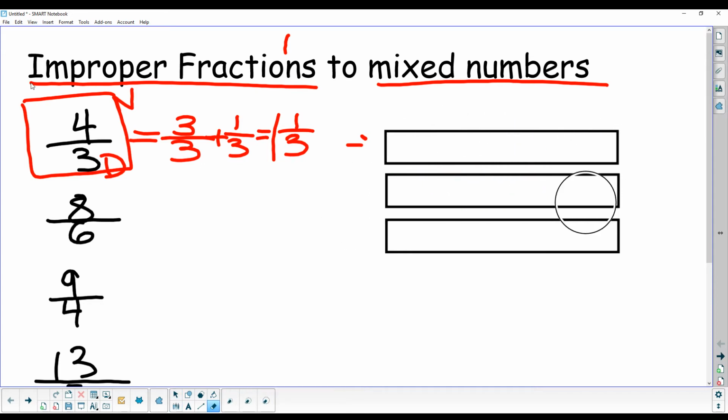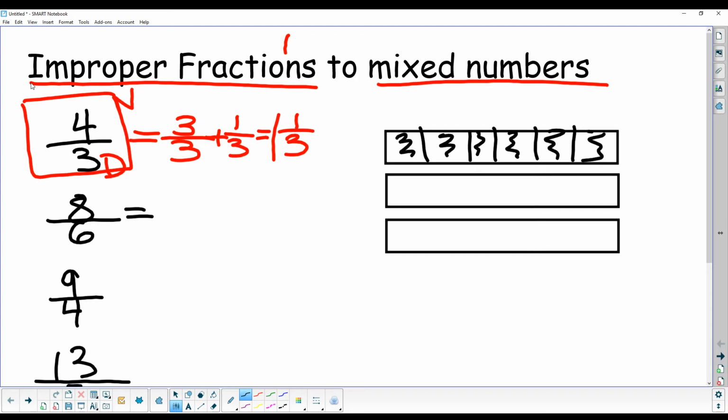This will work with every single fraction. You can use a visual, but you can always think to yourself, well, if my denominator on this next one is 6, then I know to make 1 whole, I would have it broken into 6 pieces. Then I would have to color in all 6 of those pieces. So 1 whole would be 6 out of 6. But this is saying that I have 8/6.